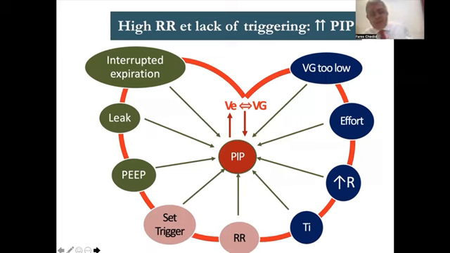Now, I'll talk about the set trigger and respiratory rate because both work in the same way. If you don't allow your patient to trigger, he will have higher PIP. If you give a respiratory rate that's too high, it will give a higher PIP. I will show why.